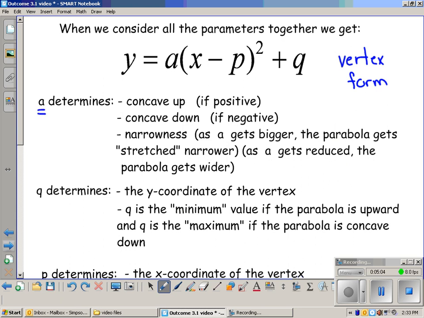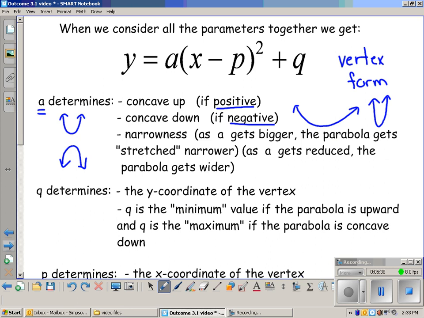A will determine if our parabola opens up or if it opens down. Our parabola will open up if our a value is positive. It will open down if the a value is negative. A also tells us whether our parabola gets wider or narrower, whether it stretches out to look like this or whether it goes this way.